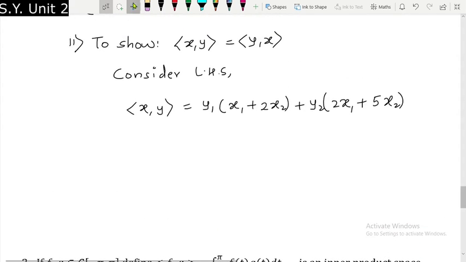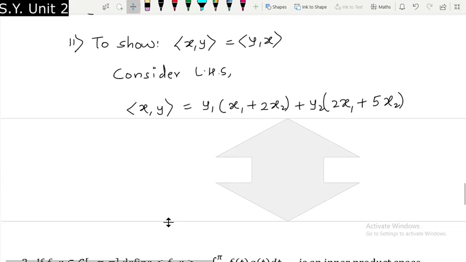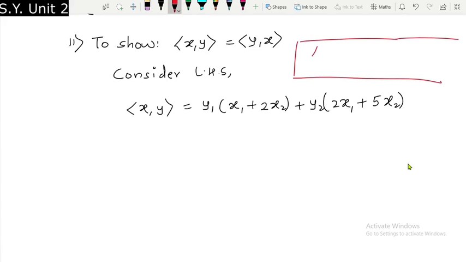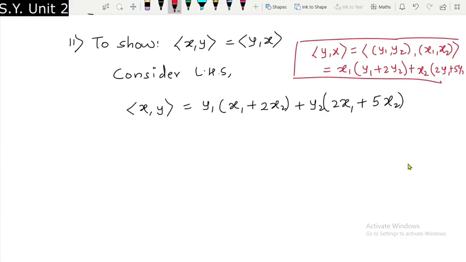Now you have to show that this is exactly equal to the inner product of y with x. So what will be my inner product of y with x? Since this is the inner product of x with y, the inner product of y with x is the inner product of (y1, y2) with (x1, x2). Instead of y1 it will be x1, instead of x1 it will be y1, plus twice y2, plus instead of y2 it will be x2, and it will be twice y1 plus 5 y2. So that is what I want.